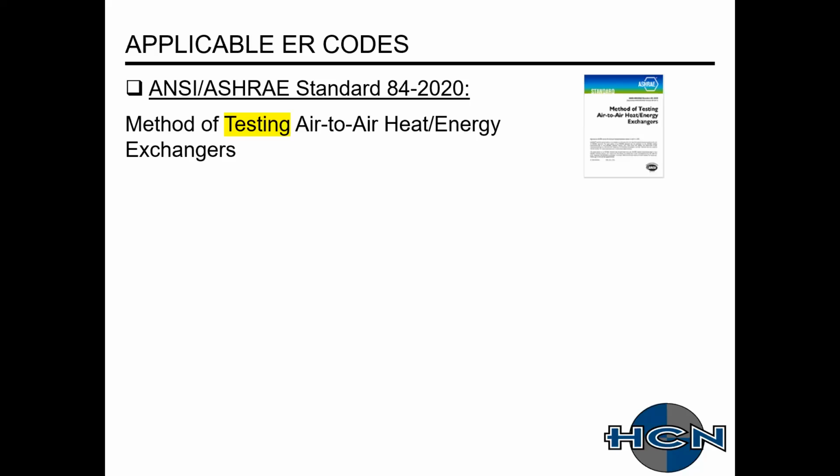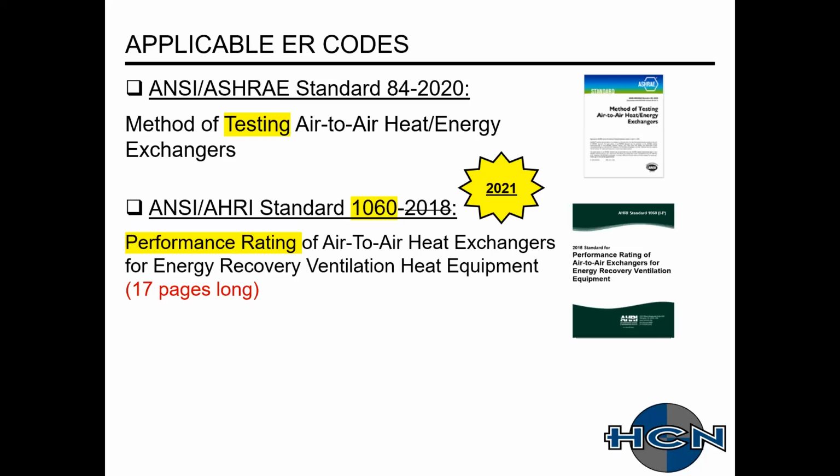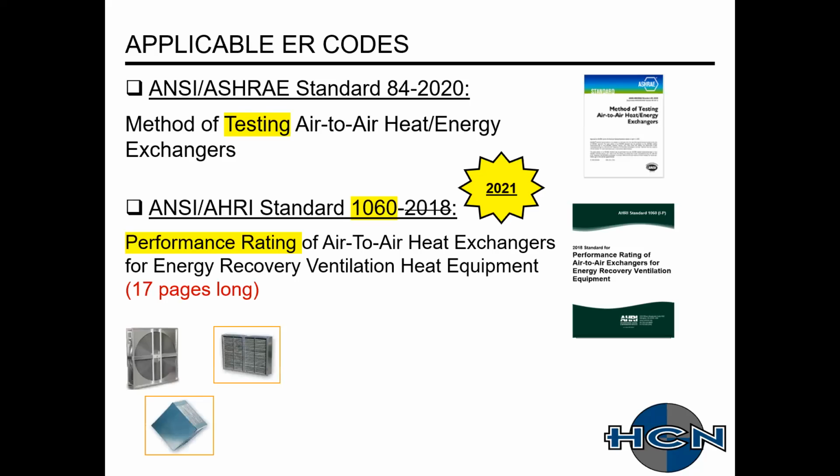All right. Now, regarding the energy recovery device itself, there's an ASHRAE standard 84 that has to do with the testing of these energy recovery exchangers. The one that we're more interested in is ASHRAE standard 1060. I've crossed out just version 2018 because it's going to be revised in 2021. This standard goes over the performance rating of the different air-to-air heat exchangers that you have available. The 3 types that are in the standard are the heat wheel, the plate, as well as the refrigerant runaround loop.